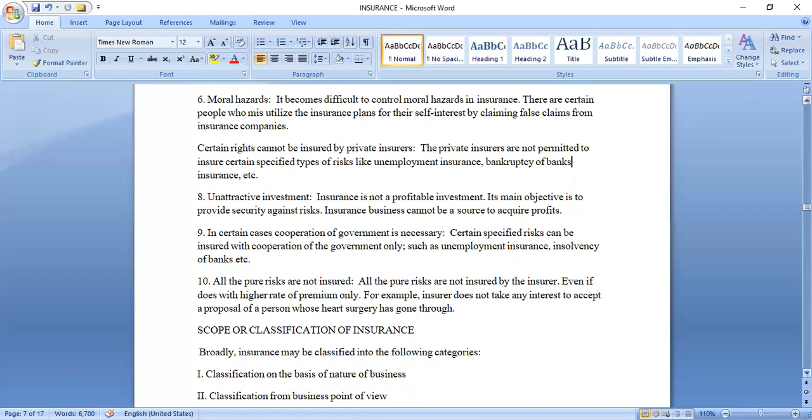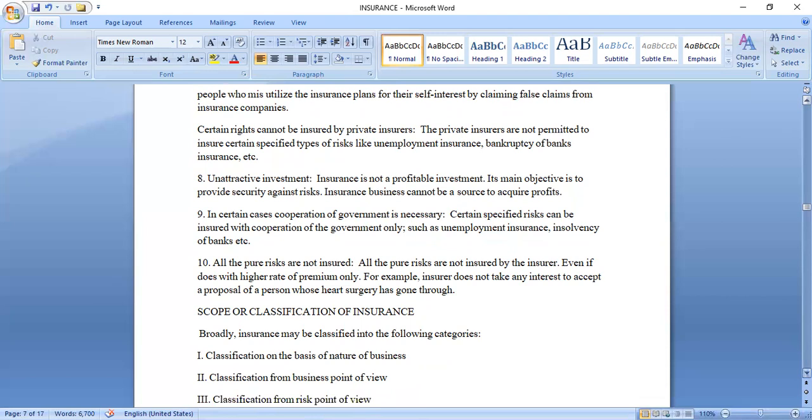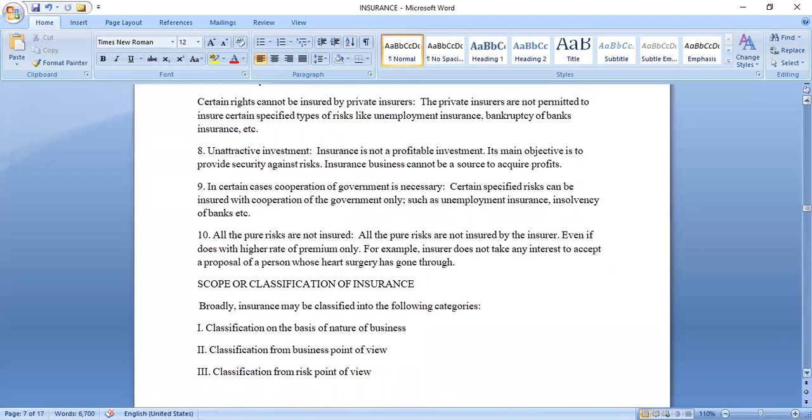So even then, certain private insurers are not permitted to insure some specified types of risks, like unemployment insurance, right? Or bankruptcy of banks. Such kinds of insurance may not be allowed to be undertaken by private insurers. Some of these, like unemployment insurance, involve cooperation with the government, because especially when these workers are government workers, or even private workers, the government has most of the information about these employees. So these insurance companies, being private businesses, have to work hand in hand with the government.